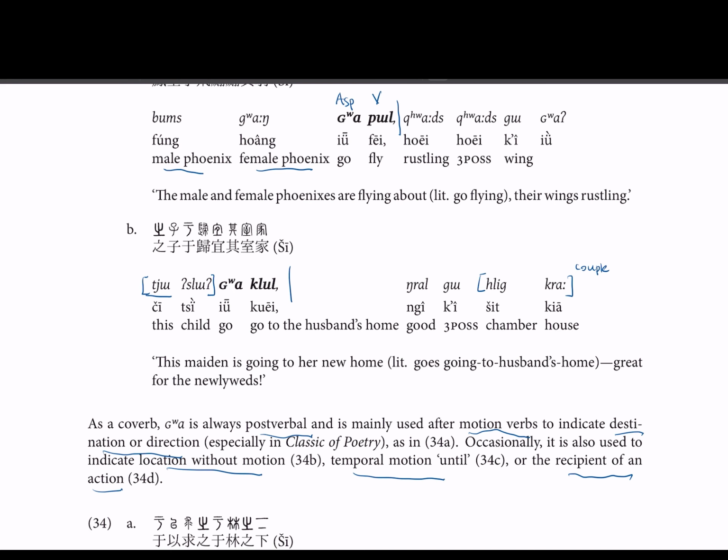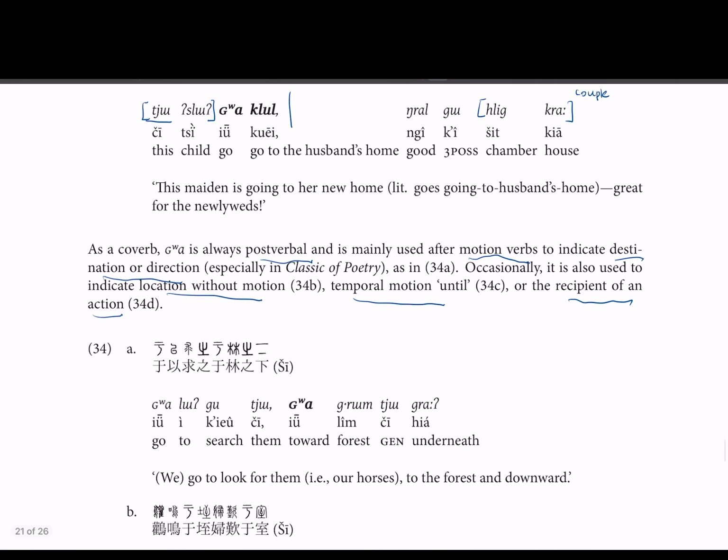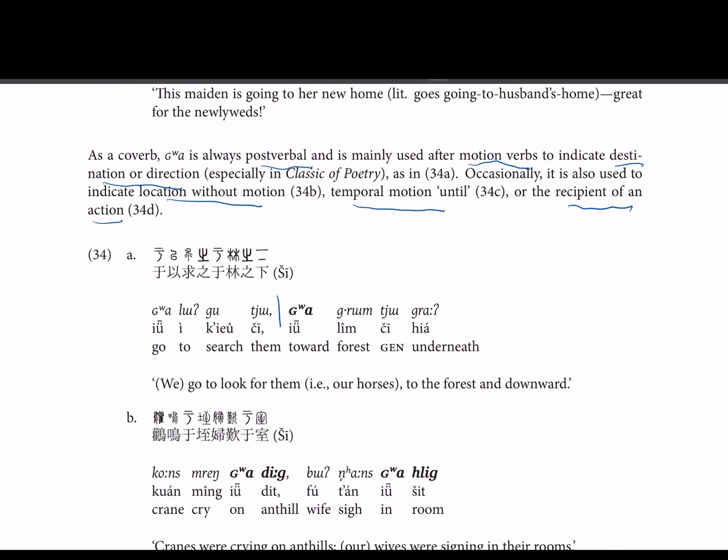Let's look at the examples in 34, beginning with 34a. We have 2 occurrences of gua in this sentence. The first occurrence is a verb, go to search them, go to look for them. And the second occurrence of gua means motion toward the forest. Now let's move on to the next sentence in 34b.